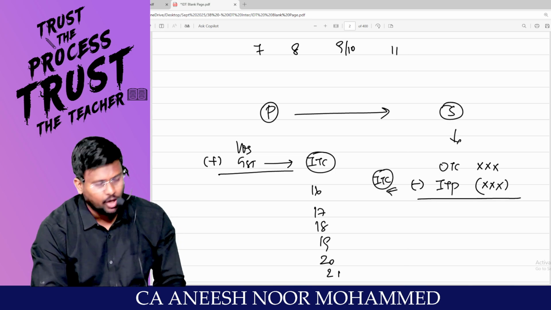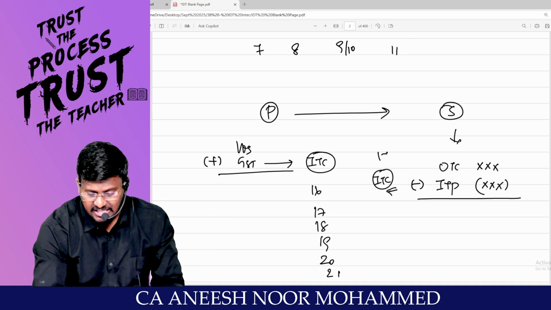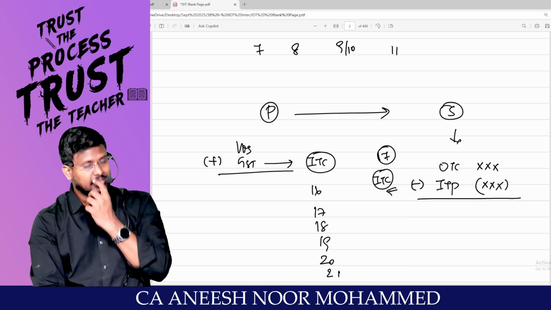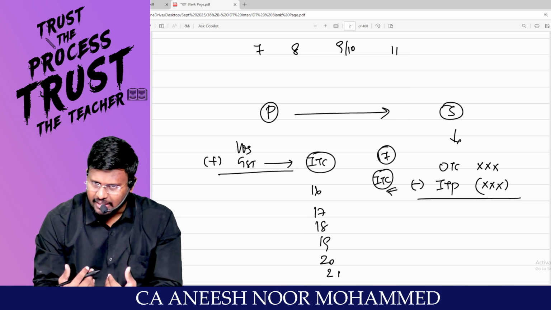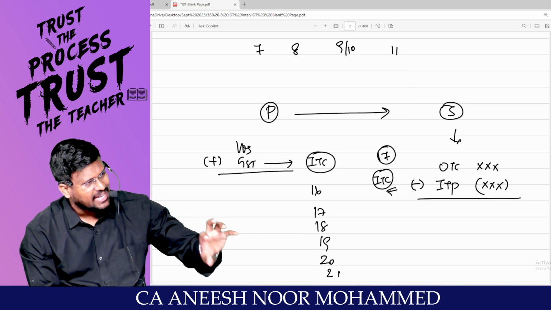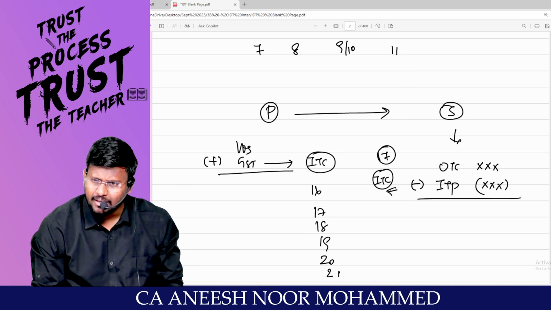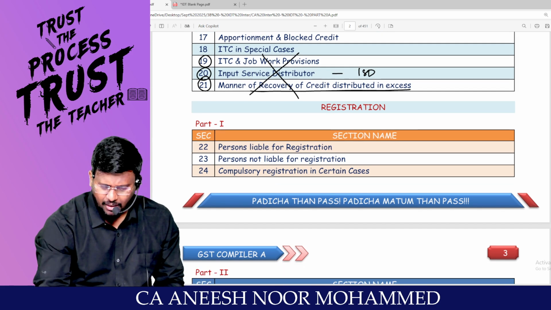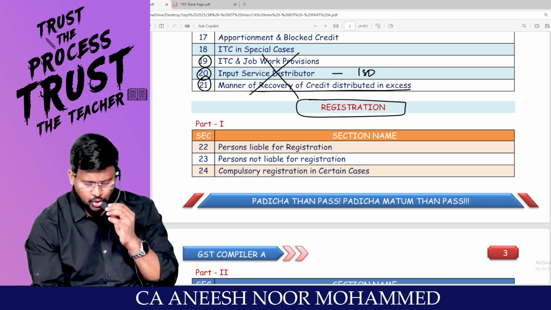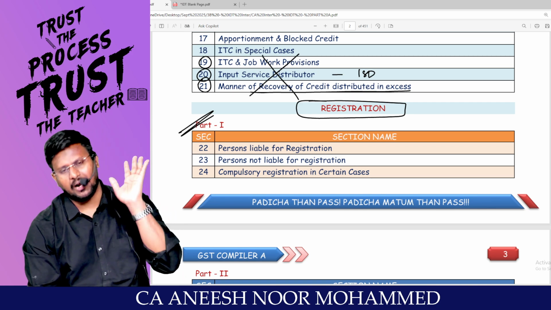But every item cannot be taken as credit. As per section 17, certain things are blocked credit. Up to this point, clear. Sir, if I want to take the tax paid as ITC, and if I have to pay tax to the department, I am liable to take registration. So the next chapter we'll be talking about is registration. So many sections are there in registration, man. Sir, I have classified them into 3 parts.